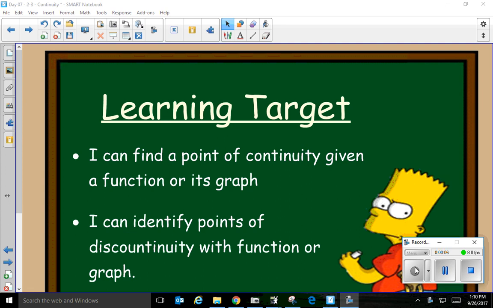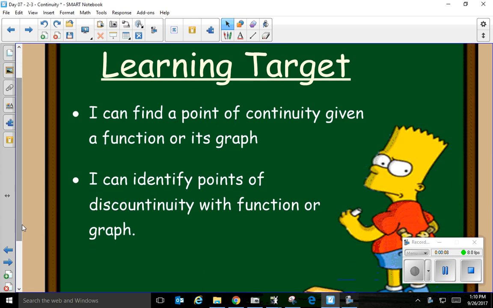The learning targets for today. I can find a point of continuity given a function or its graph.